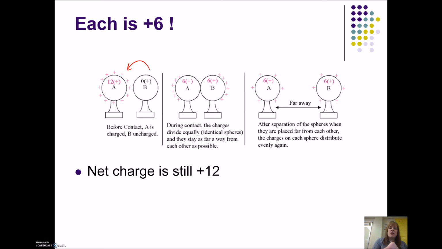But it's never 0. This one is not going to completely neutralize that and make it 0 and this plus 12. That just doesn't happen. It can't happen. Charge flows until the charges are equal. Well, it's really till the electric potential is equal, but that's a whole other topic.